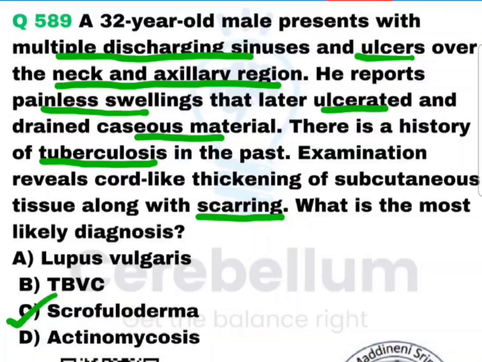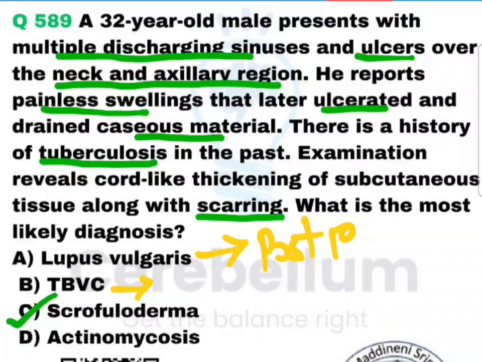scarring. So coming to the other options, lupus vulgaris: please remember this is the most common form of cutaneous tuberculosis in adults, and this is a post-primary form of cutaneous tuberculosis. It slowly grows in the form of plaques, and on diascopy we can see apple jelly nodules.